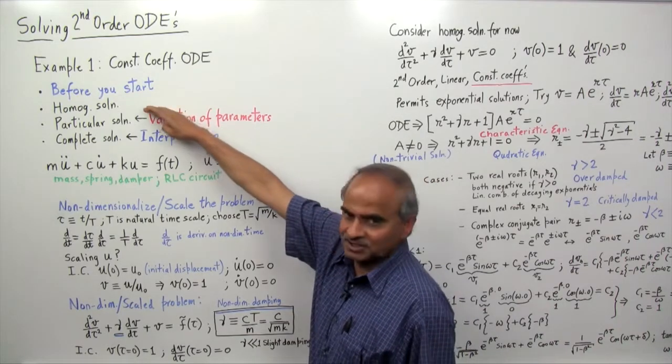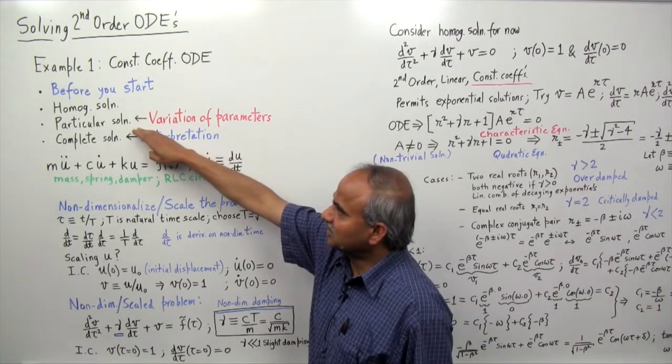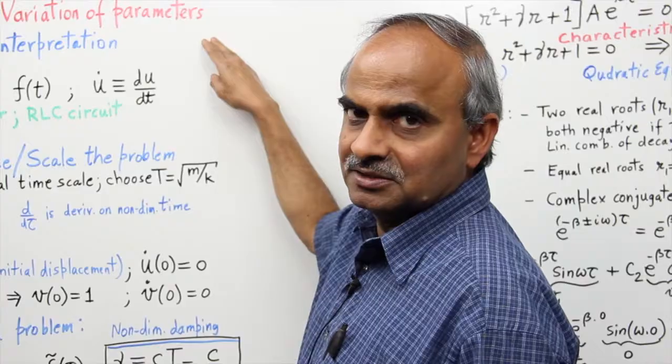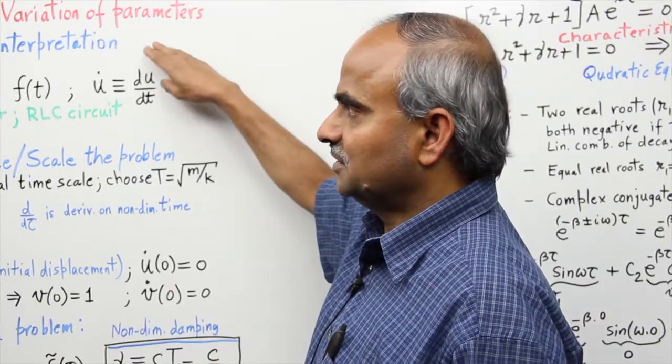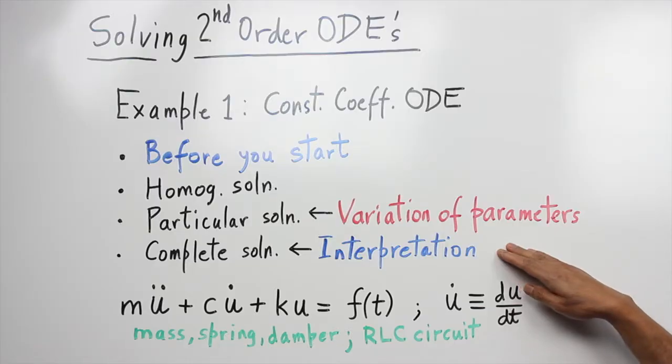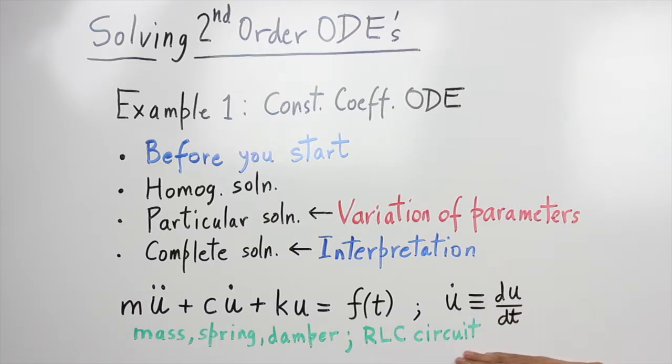And then we will be illustrating a homogeneous solution and particular solution. And particular solution will be obtained by the variation of parameters method, and that together will provide a complete solution. And of course, we want to pause and interpret the solution as well. And so we'll begin with this very familiar example, m u double dot plus c u dot plus k u.